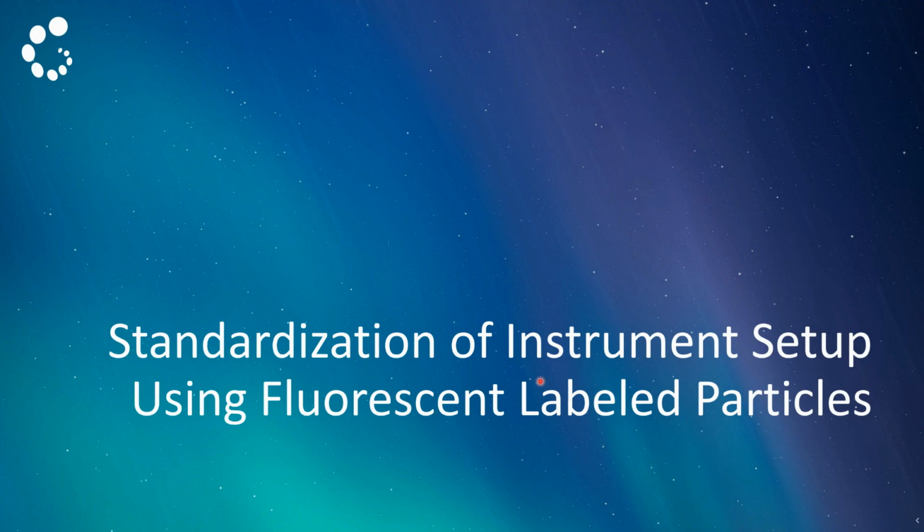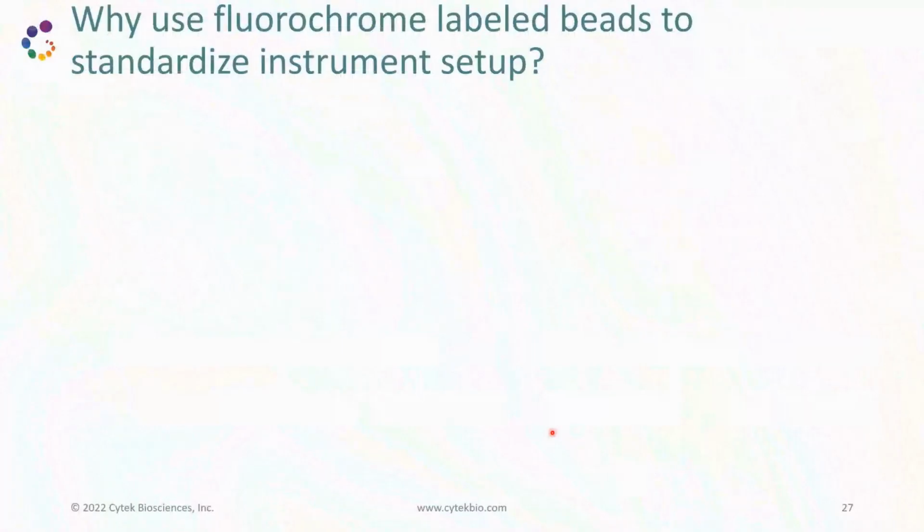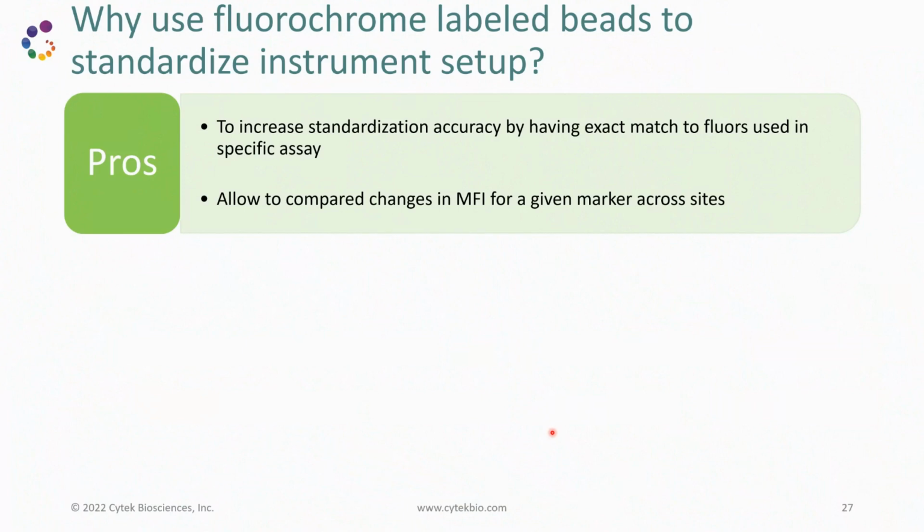So if you have an assay that requires a higher level of agreement, for example where you're tracking various changes in MFI, and the level of consistency that you need for MFI is higher than what we showed you, then the next step will be to standardize the setup of the instrument using fluorescently labeled particles. So why use fluorescently labeled particles? Because you are going to increase the accuracy by having an exact match of the spectrum for the fluorochromes that are part of your specific assay.